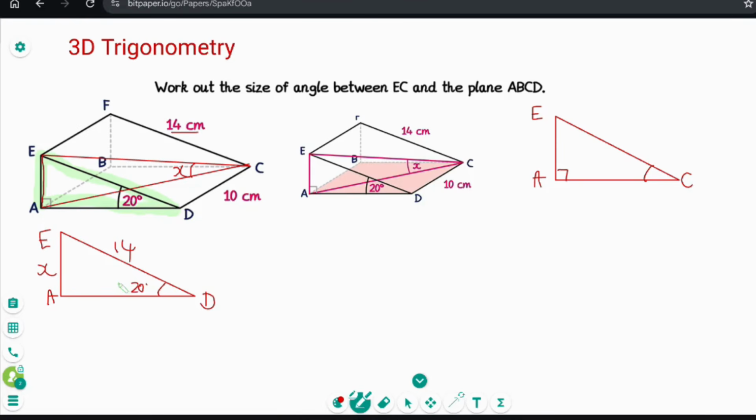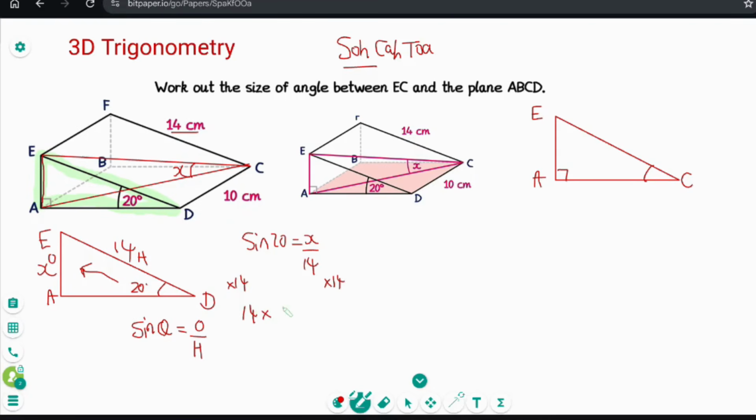SOHCAHTOA: we've got an angle, a missing length, but we have a length. Opposite, hypotenuse. If I write SOHCAHTOA, sine theta equals O over H. We have sine 20 equals x over 14. Make x the subject by timesing both sides by 14. So 14 times sine 20 is equal to x, which is 4.788.